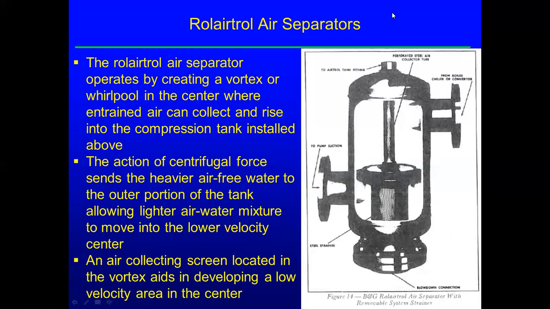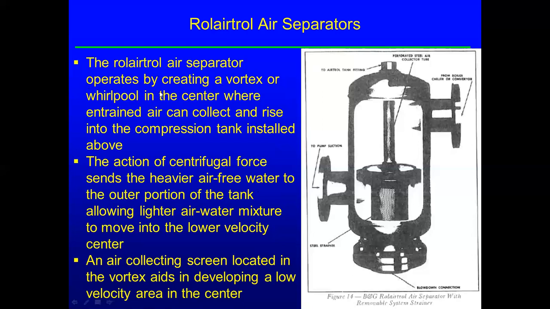This is the rotary air separator, the Rolairtrol separator. These are better. They work better and can be smaller than the IAF separator. So what these things do, the inlet and outlet are tangential connections, and they cause the water to spin around in a centrifugal nature, and the air bubbles will, because they're less dense, go to the center of this thing where they can be removed.